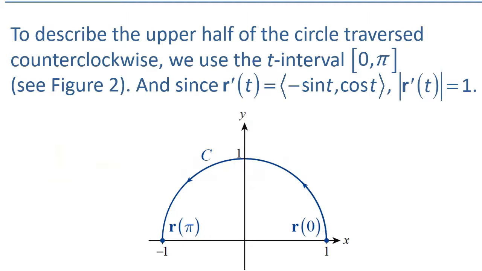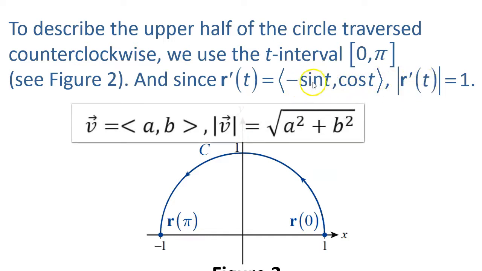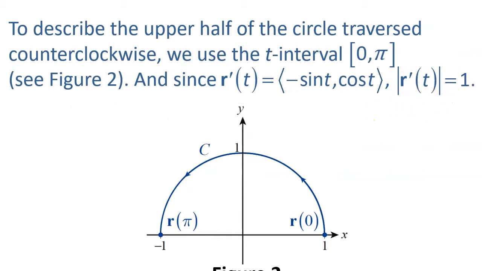So since this is the unit circle, cosine, sine, the r prime would be negative sine, cosine. Since that is still on the unit circle, the magnitude of this is going to be 1. Negative sine squared plus cosine squared is 1, and then take the square root, and you get 1 still. Remember, the magnitude of a vector is the square root of the sum of the squared components. So we get 1 for the magnitude of r prime.